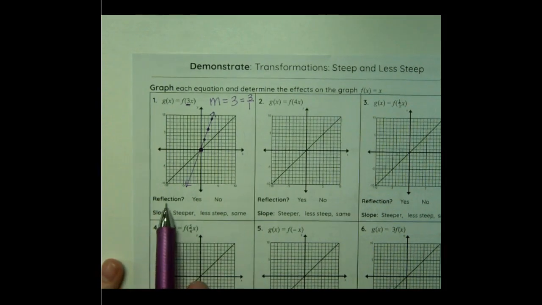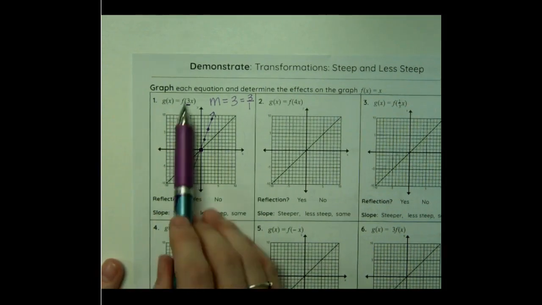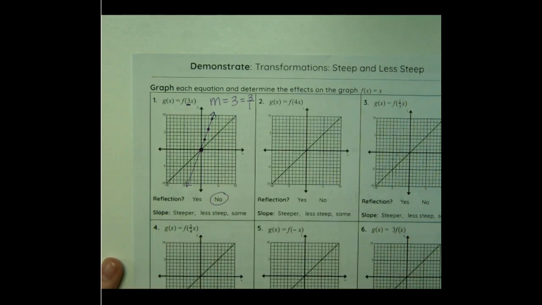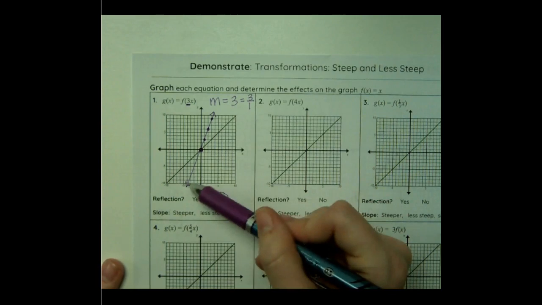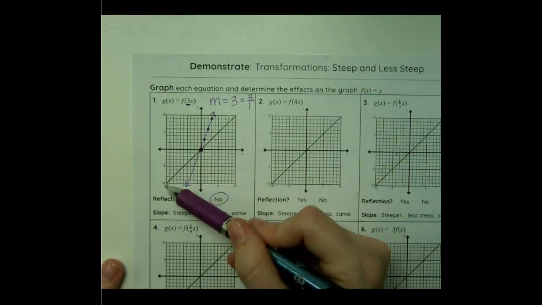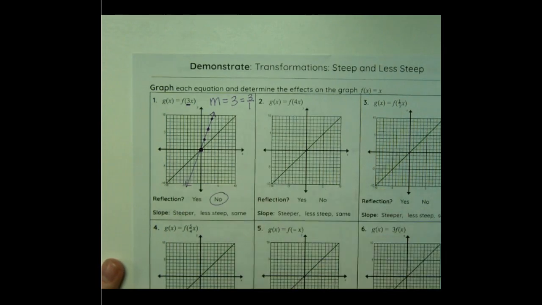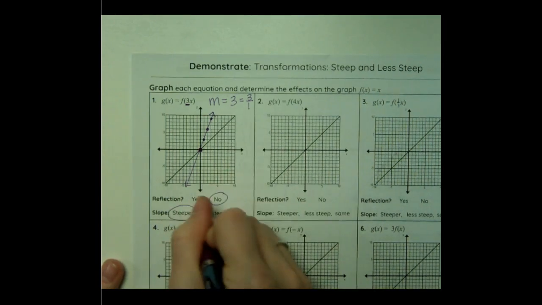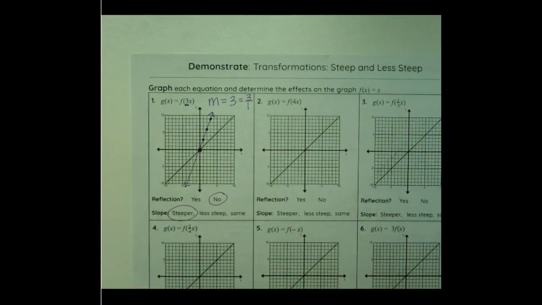First it asks me reflection. Do I have a negative? Nope. So that means I did not reflect. Did my line get steeper or less steep, or did it stay the same? Because we have a number that's greater than 1, it is steeper. So that's exactly how you're going to do all of these problems.